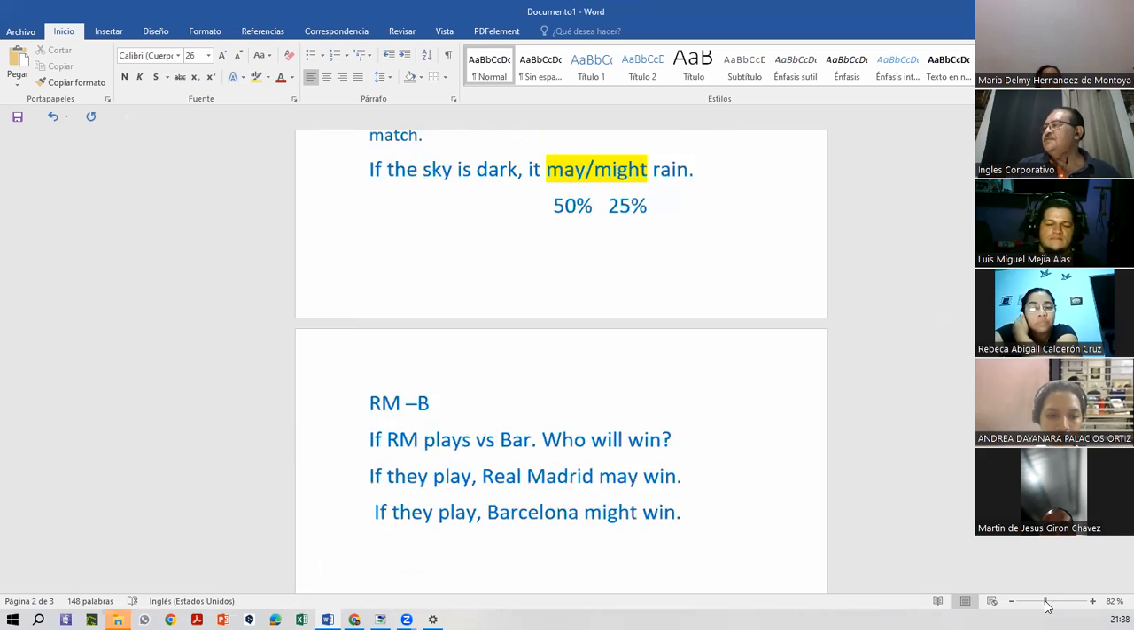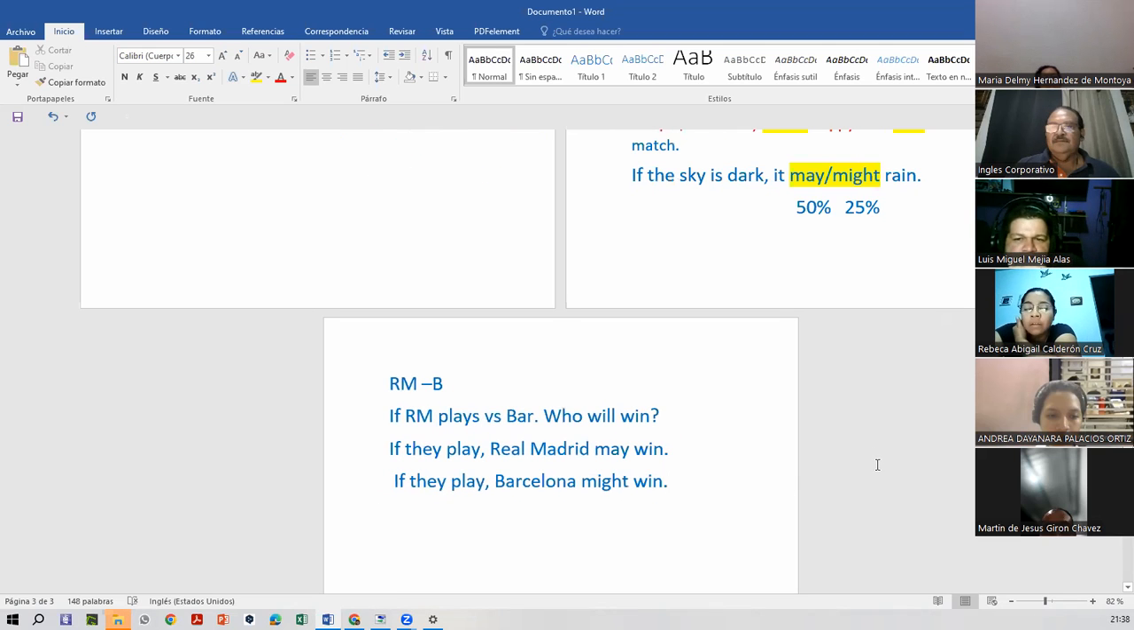I am giving more chances to Real Madrid, right? Because I say Real Madrid may win. And then, but also Barcelona might win. This is my opinion. That's what I told you. This is very, it's relative.